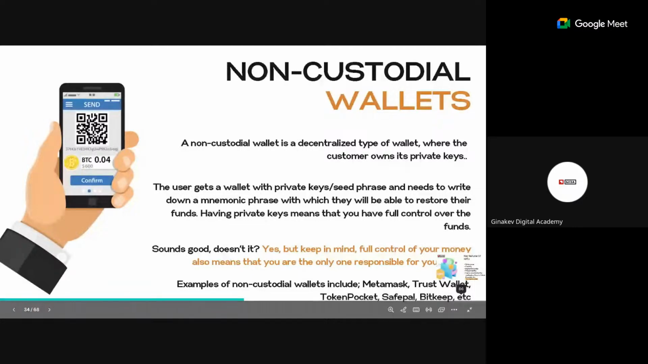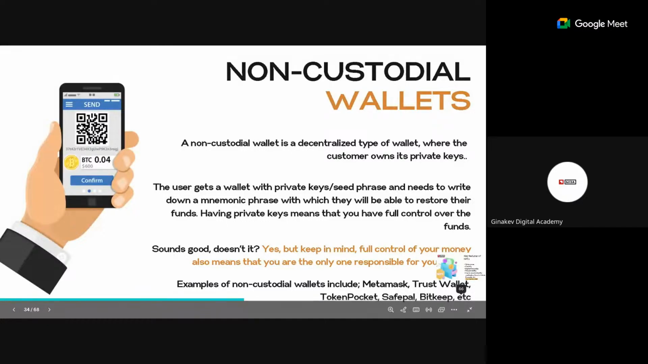The user gets a wallet with private keys and a seed phrase and needs to write down a mnemonic phrase with which they'll be able to restore their funds. Having private keys means that you have full control over your funds. Let me explain. Non-custodial means that you are the one that has everything. Every single thing about your wallet is in your hand. Even the company that has the wallet cannot help you get your wallet back if you lose your private keys or your seed phrase. You are the one in full control.